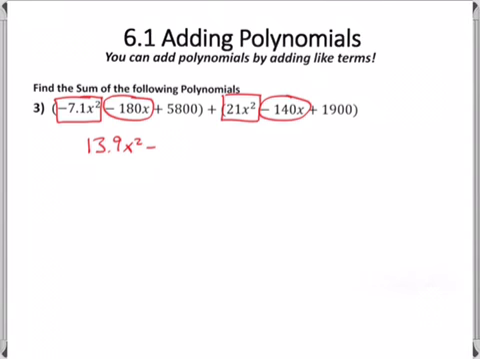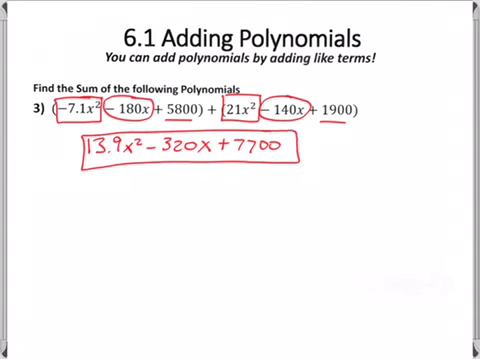which gives us a negative 320x. And then last but not least, we've got 5,800 and 1,900, which in this case is going to give us 7,700. And so this is our final answer. We get the trinomial 13.9x squared minus 320x plus 7,700.